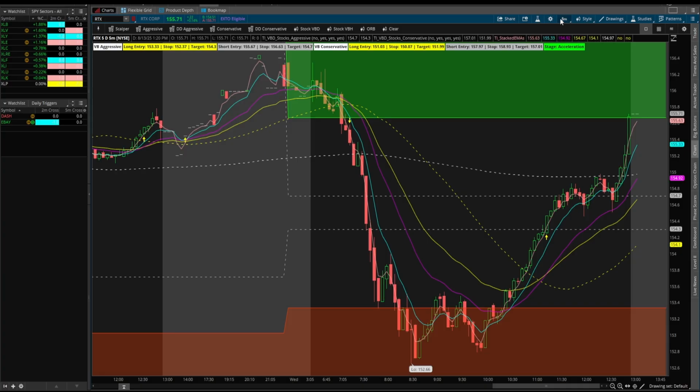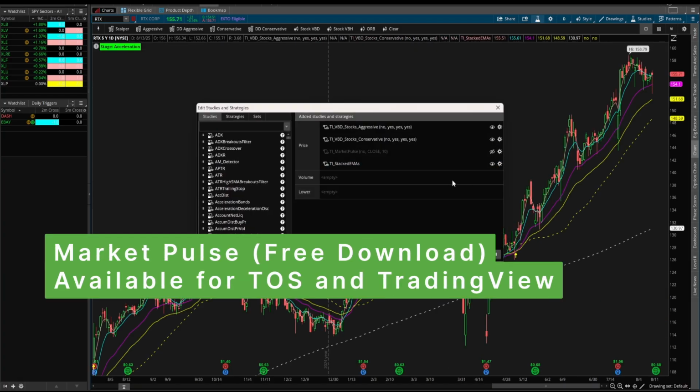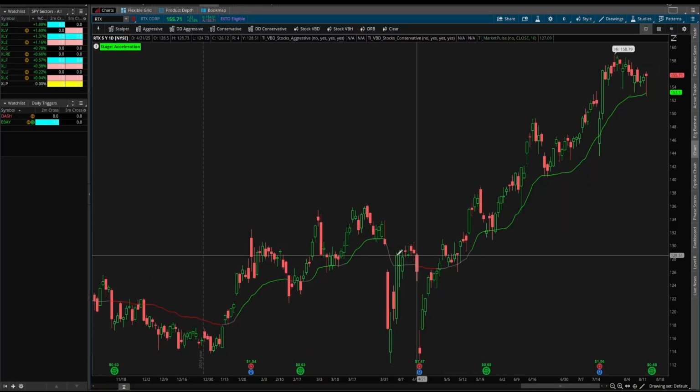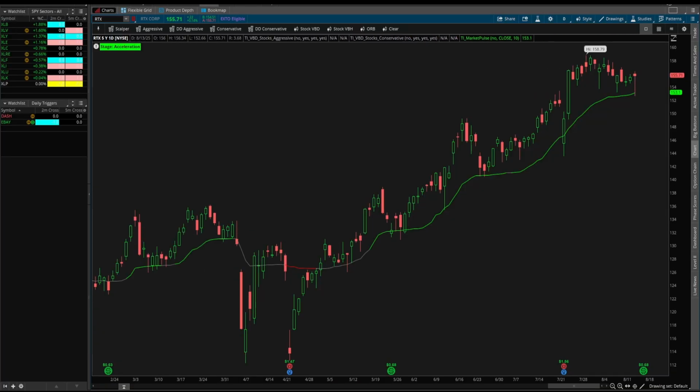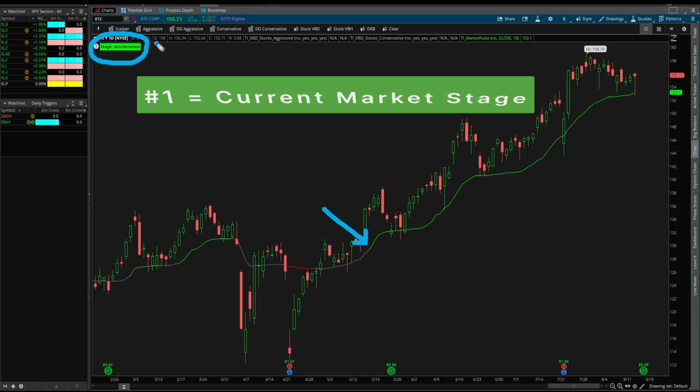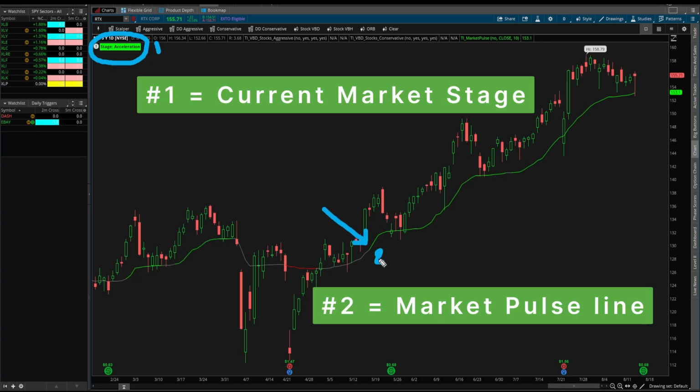That's where we built the Market Pulse indicator. It's a free indicator, and I think it's a much better substitute for not just moving averages, but also for recognizing trend and staying on the right side of it. There's two components of the Market Pulse indicator. The first is this label, and the second is this line.